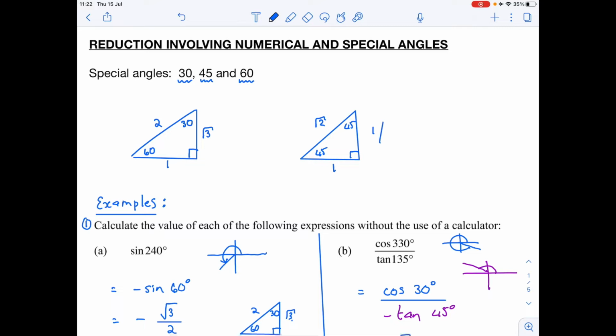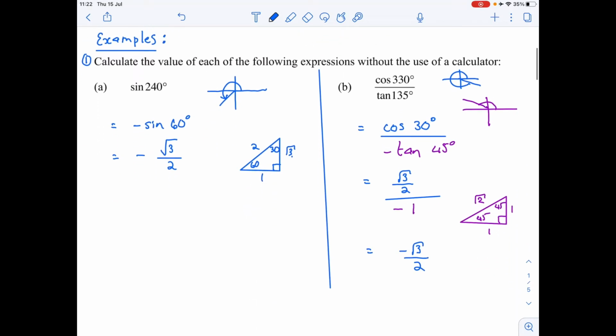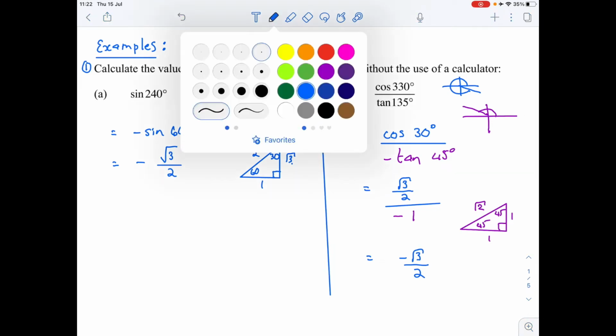If you prefer to use your Casio, your calculator, then instead of using 1, 1, and root 2, you can use root 2, root 2, and 2. Either is fine. So let's look at a few examples now, bringing through our reduction and then how we use the special angle. So let's look at number 1 first.